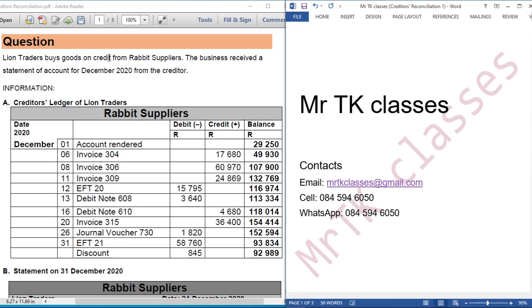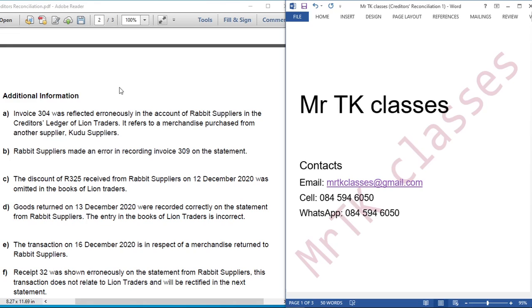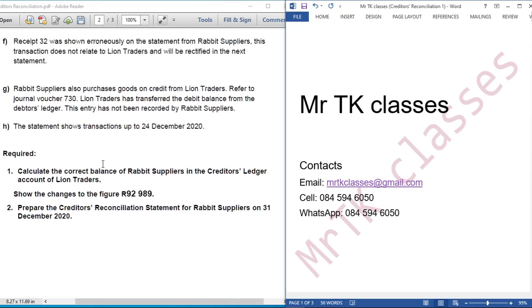Today we are doing the Creditors Reconciliation Statement, and this is our question. Lion Traders buys goods on credit from Rabbit suppliers. The business received a statement of account for December 2020 from the creditor. Information: Creditors ledger of Lion Traders, statement on 31 December 2020. Additional information required. Calculate the correct balance of Rabbit suppliers in the creditors ledger account of Lion Traders. Show the changes to the figure 92,989. Prepare the creditors reconciliation statement for Rabbit suppliers on 31 December 2020.